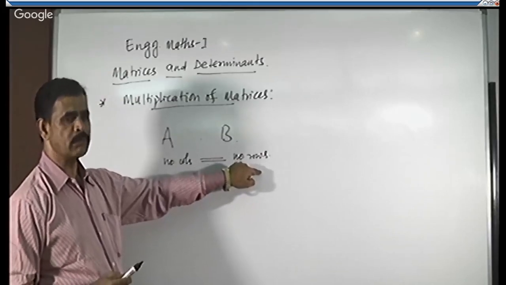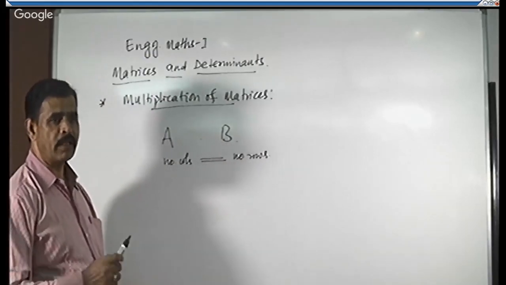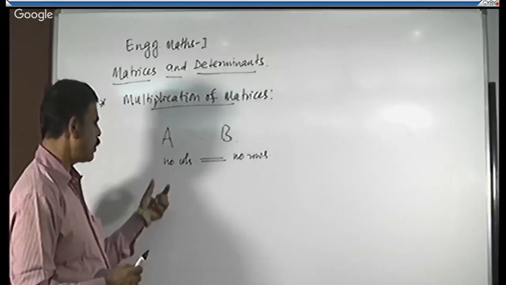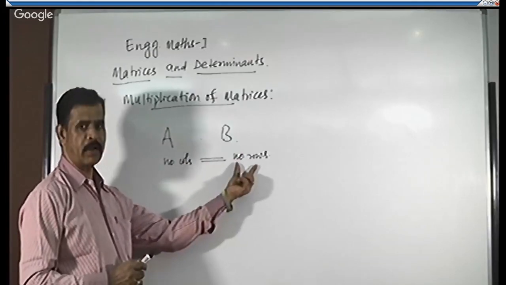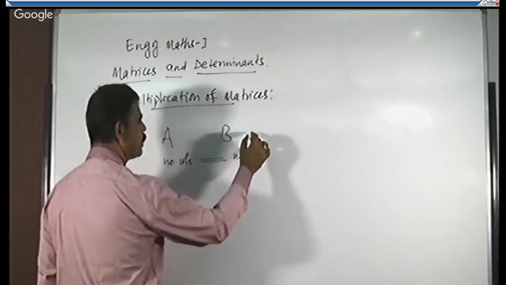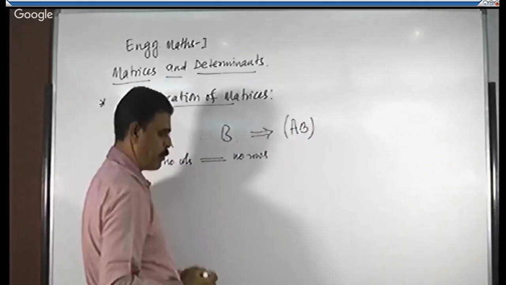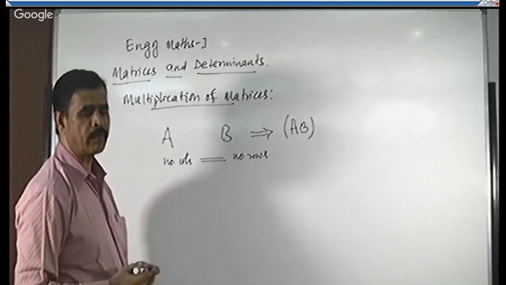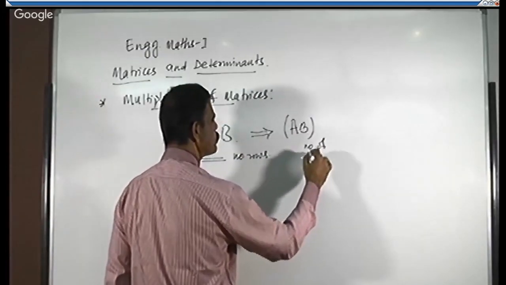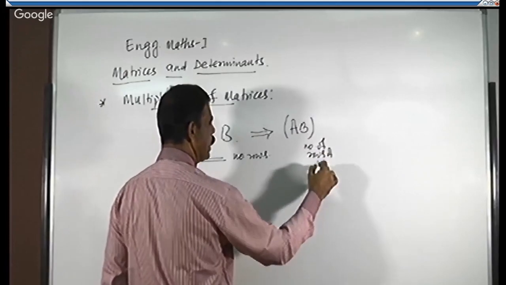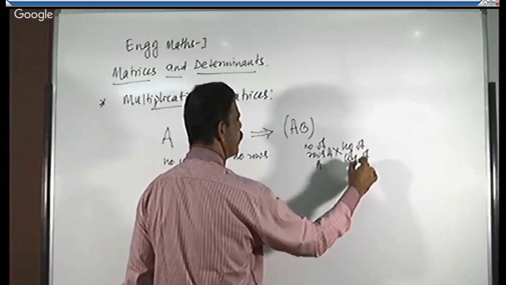It is not as simple as addition and subtraction, where we take corresponding elements. Here it is not that type. The columns of the first matrix must equal the rows of the second matrix. After multiplication, we get another matrix, AB, whose order is always equal to the number of rows of A into the number of columns of B.